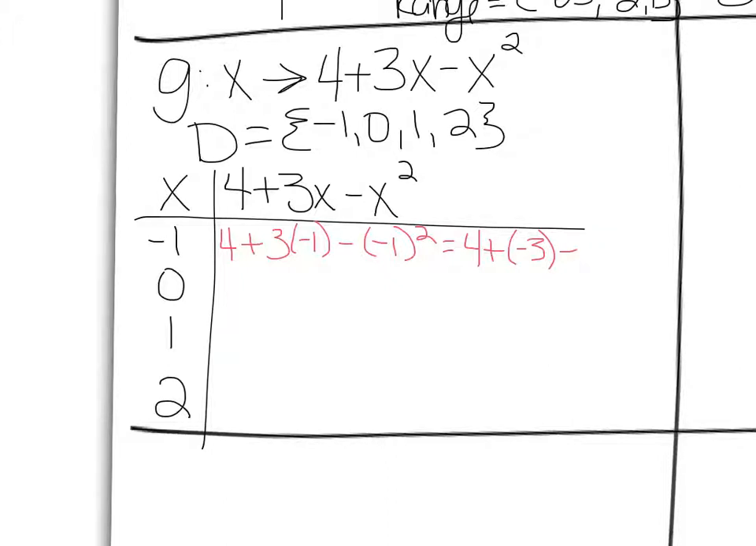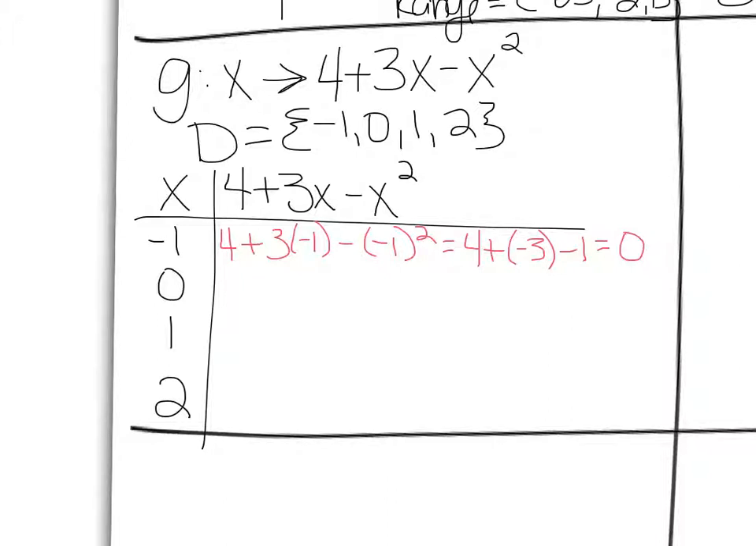-1 times -1 gives me a +1. What is 4 plus -3 minus 1? 0. It's 0. Which one? Nope, because I have to take -1 squared first because it is an exponent. I have to take exponents before I subtract.